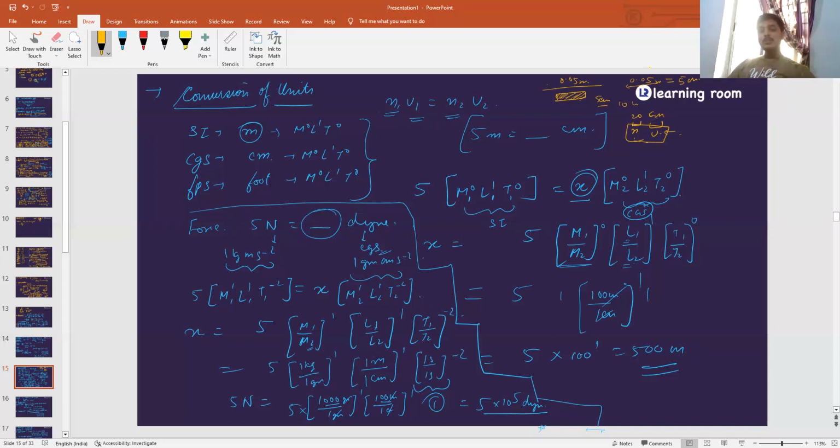Okay, so that's why N1 U1 should be equal to N2 U2. The first system of unit should be equal to the second system of unit, whatever you go, whether it is SI or CGS system of unit, right?